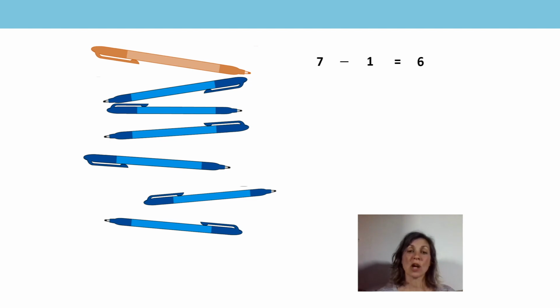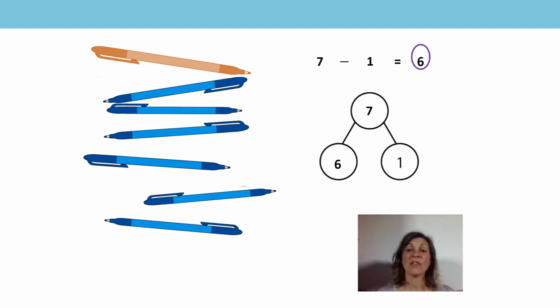I can show this problem using a part-part whole model. What's my missing number though? Did you say 6? That's absolutely right. And can you remember that when I subtract 1, I can see that the difference is 1 less than the minuend.